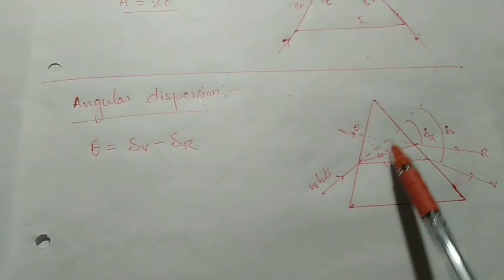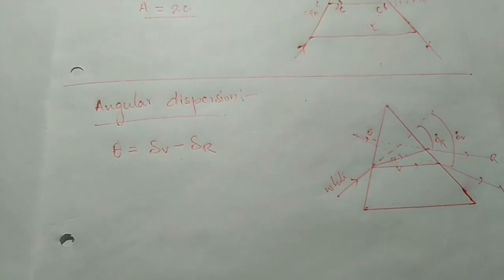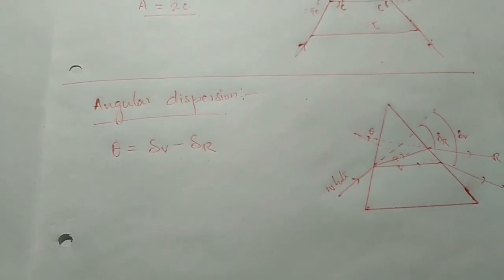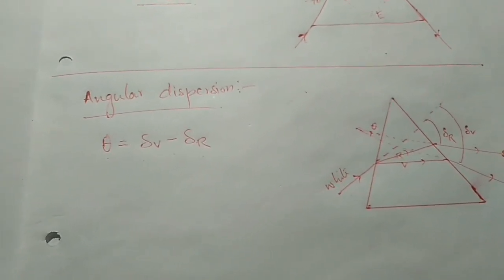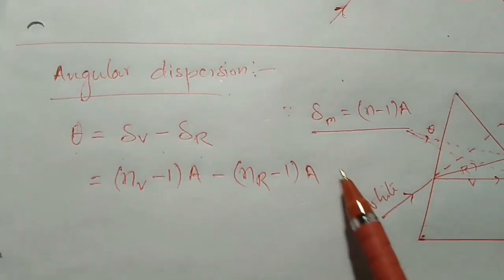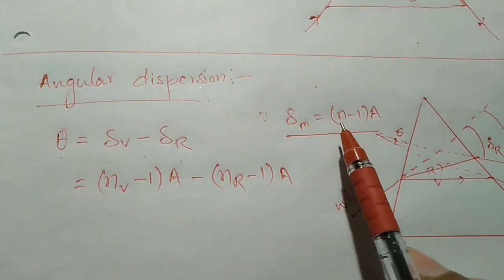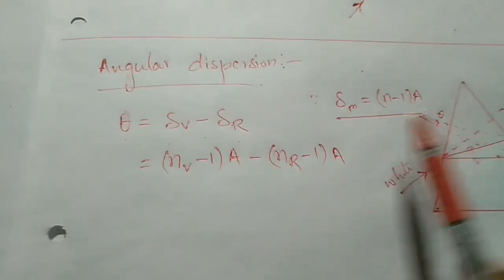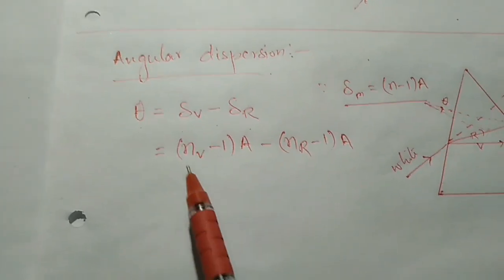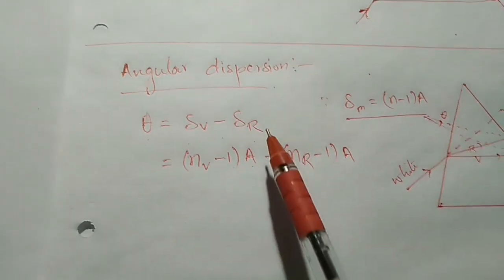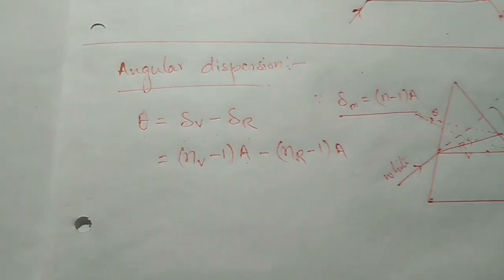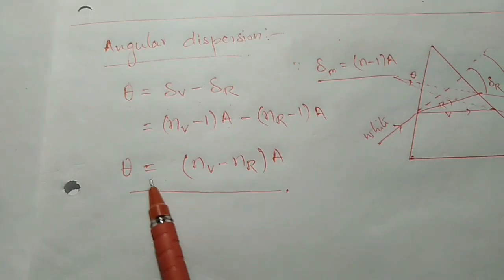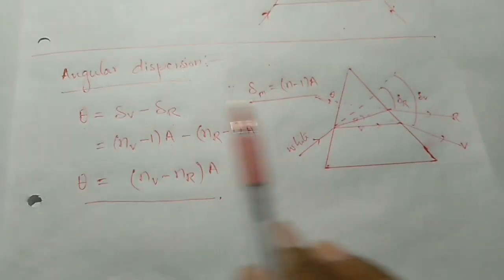Considering the prism is very thin, we can write del equal to n minus 1 into A. If you remember, in the last lecture, the minimum deviation for a thin prism is n minus 1 into A. In the same way here, for the violet, nV minus 1 into A, and for the red, nR minus 1 into A. On solving this, this is the angular dispersion for all.